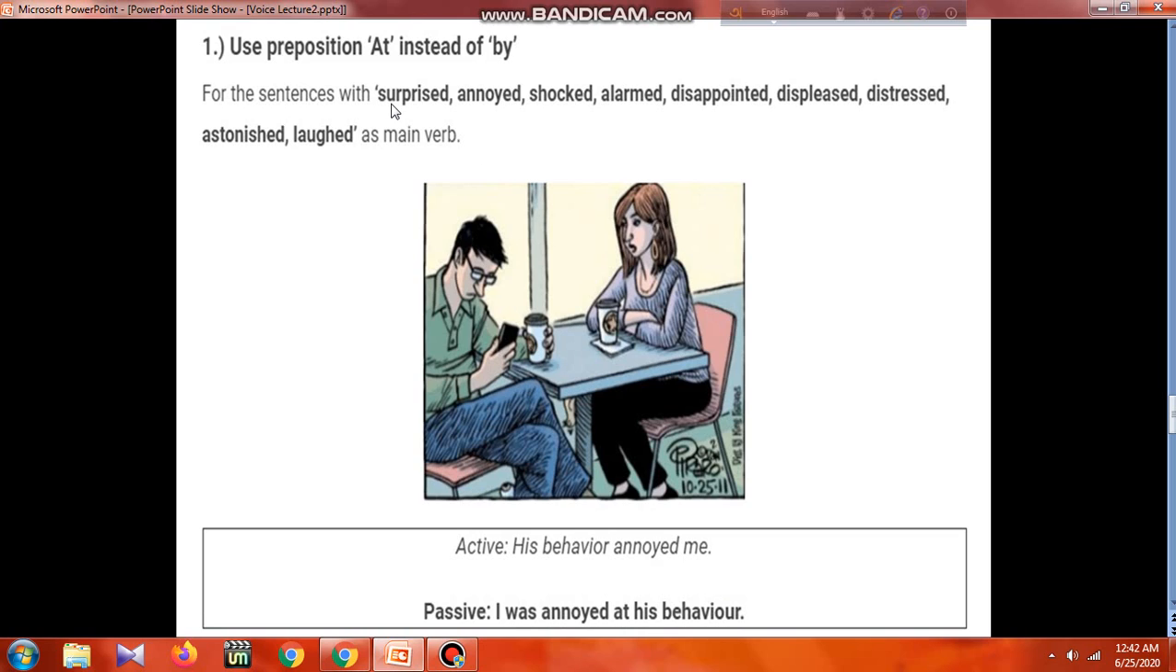So if you find these verbs as the main verb, by would not be used, rather at is to be used. You understand? So this is the exception, meaning not every case is by. In some cases some other prepositions are used. Are you getting? Hopefully you are getting. These are very simple.